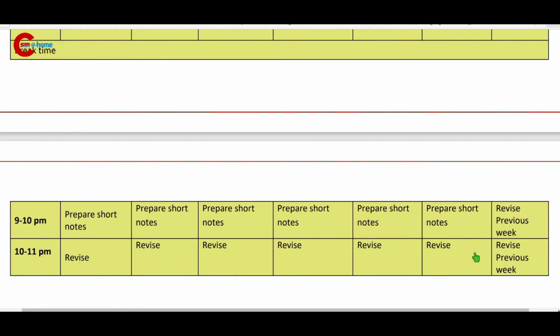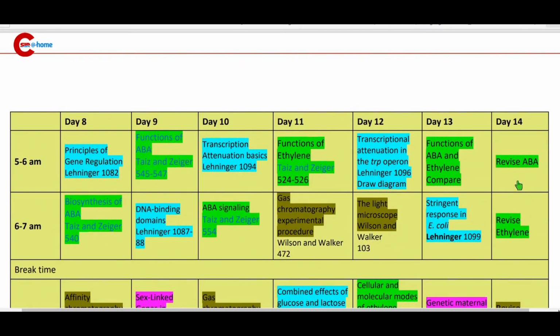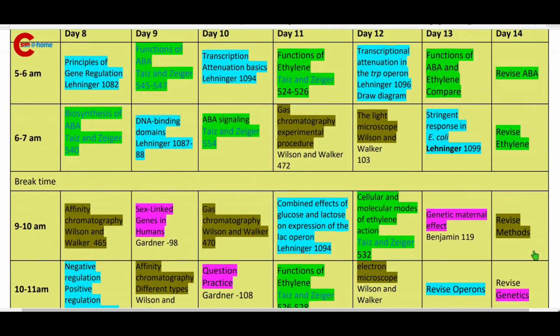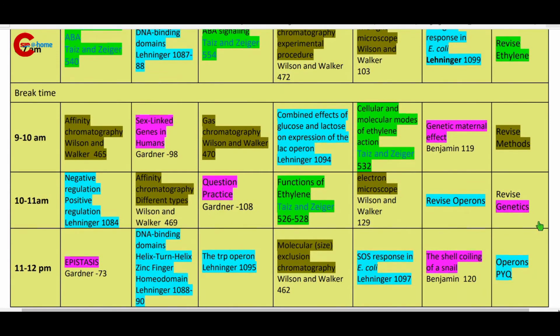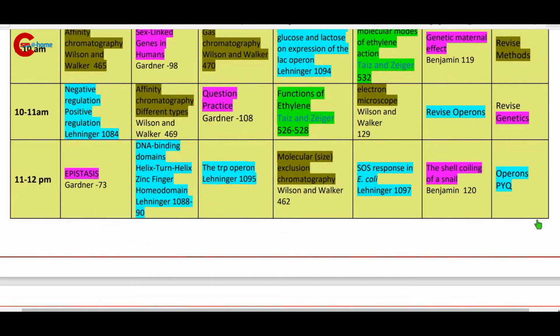Then day 14 morning, revise abscisic acid. Then 6 to 7 a.m. revise ethylene. 9 to 10 a.m. revise methods, that is gas chromatography, affinity chromatography, molecular sieve exclusion chromatography, light microscope, electron microscope, etc. Revise those things. Then 10 to 11 a.m. revise genetics. Then 11 to 12 p.m. operons, work on the previous year questions on operons.